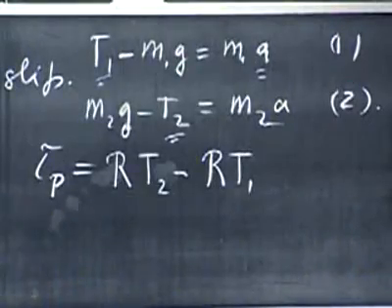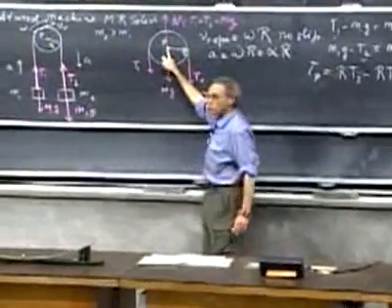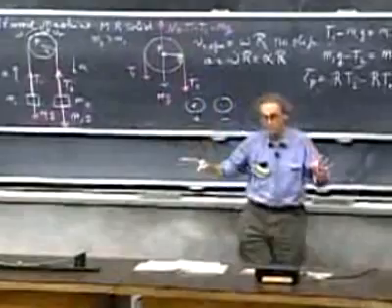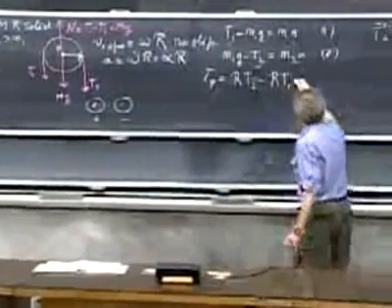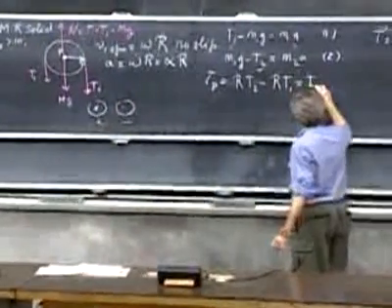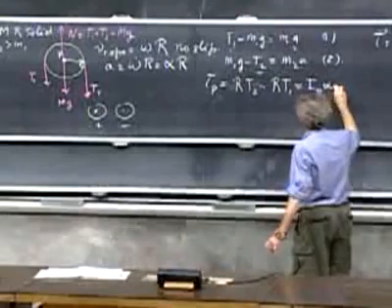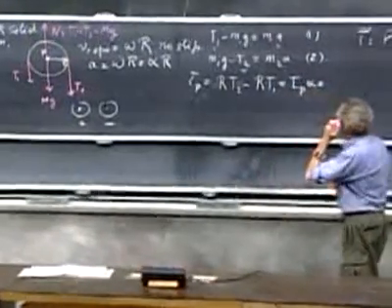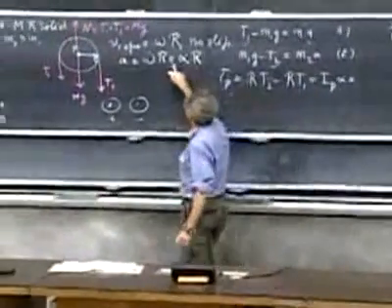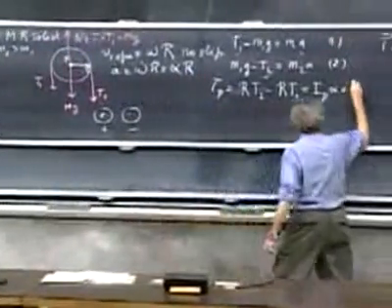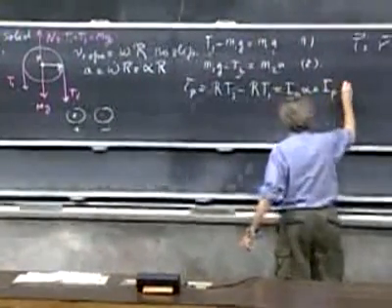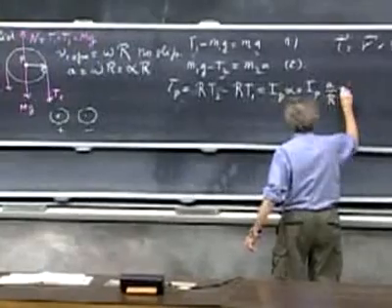Notice that this force and this force go through P, so they do not contribute to the torque. And that now equals the moment of inertia about that point P times alpha. But since we have no slip, alpha is A divided by R. So it's the moment of inertia about point P times A divided by R.